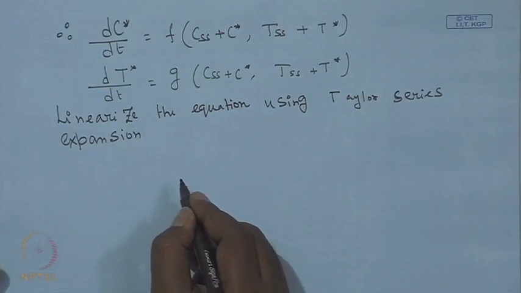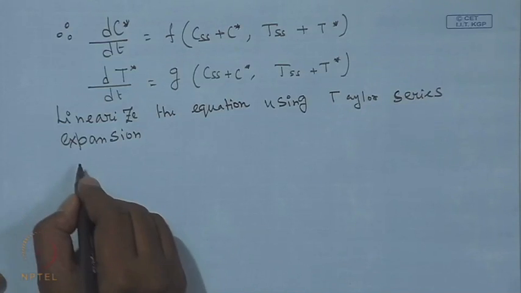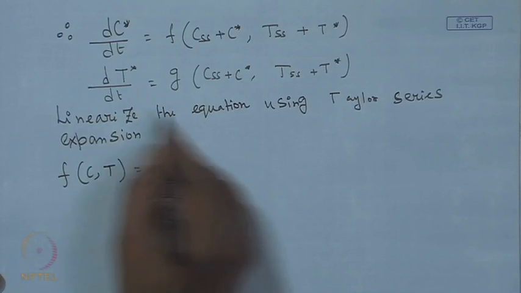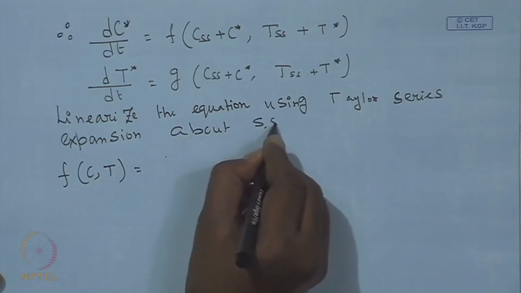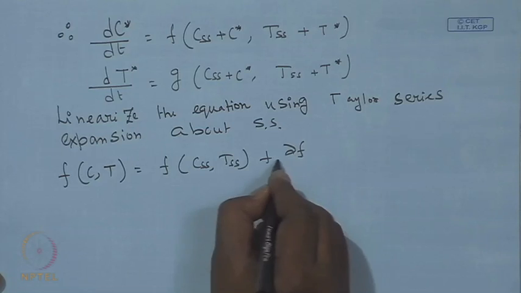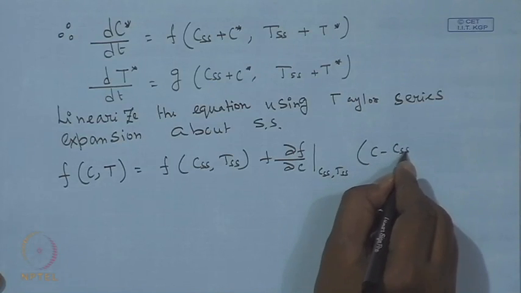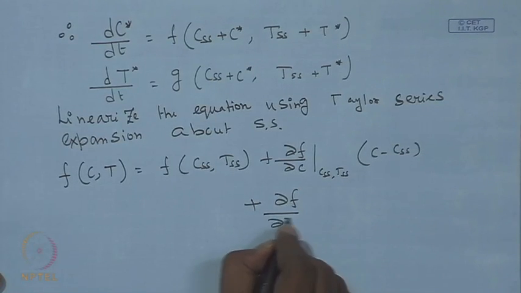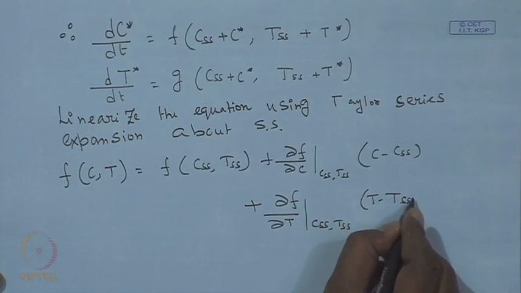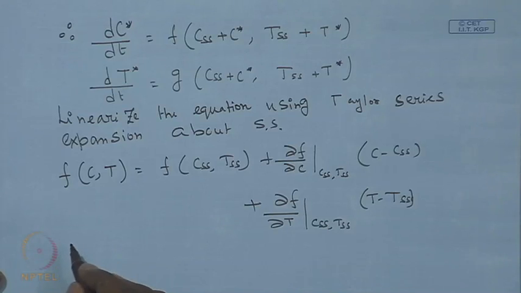Retaining the first order term and neglecting the higher order terms, assuming the deviations are quite close to the steady state, we have a linearization of f(c, t) about the steady state. So, f(c, t) will be nothing but f(c_ss, t_ss) plus ∂f/∂c about the steady state times (c minus c_ss), plus ∂f/∂t about the steady state times (t minus t_ss), and t minus t_ss is nothing but t star, c minus c_ss is nothing but c star.